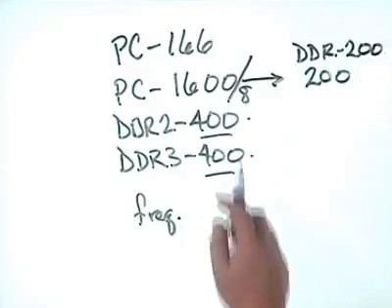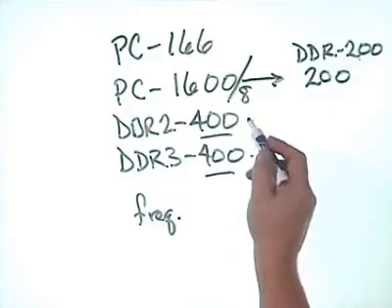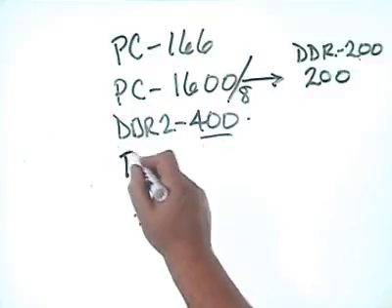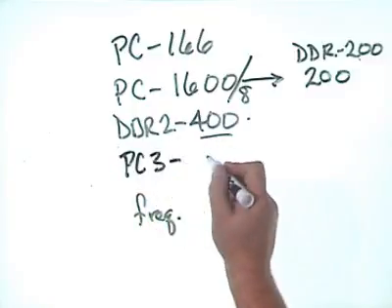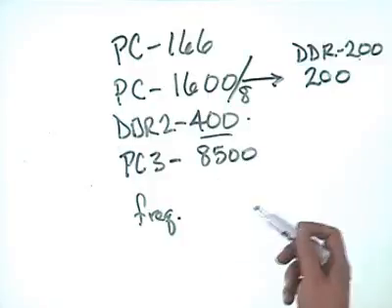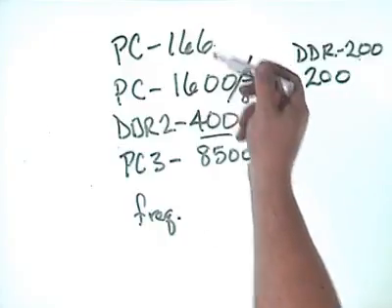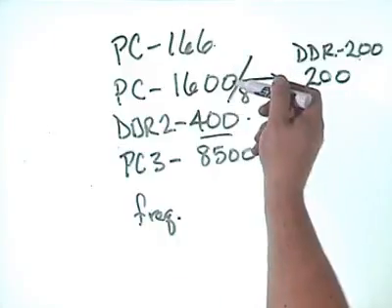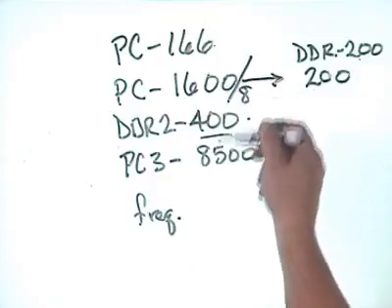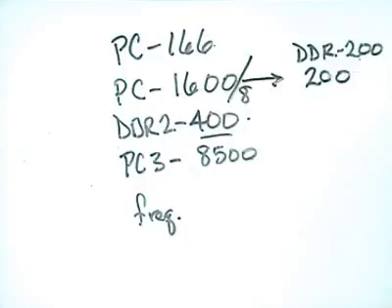Now I can make my frequency comparisons and see that DDR200 is slower than the DDR400. Let's replace my last memory module with a PC3 8500 designation. In this case, I need to answer the question, which memory is faster? Again, in some cases I'm using frequency, in other cases I'm using bandwidth. I can immediately identify that the bandwidth of the PC3 module is higher than the bandwidth of the PC1600 module.